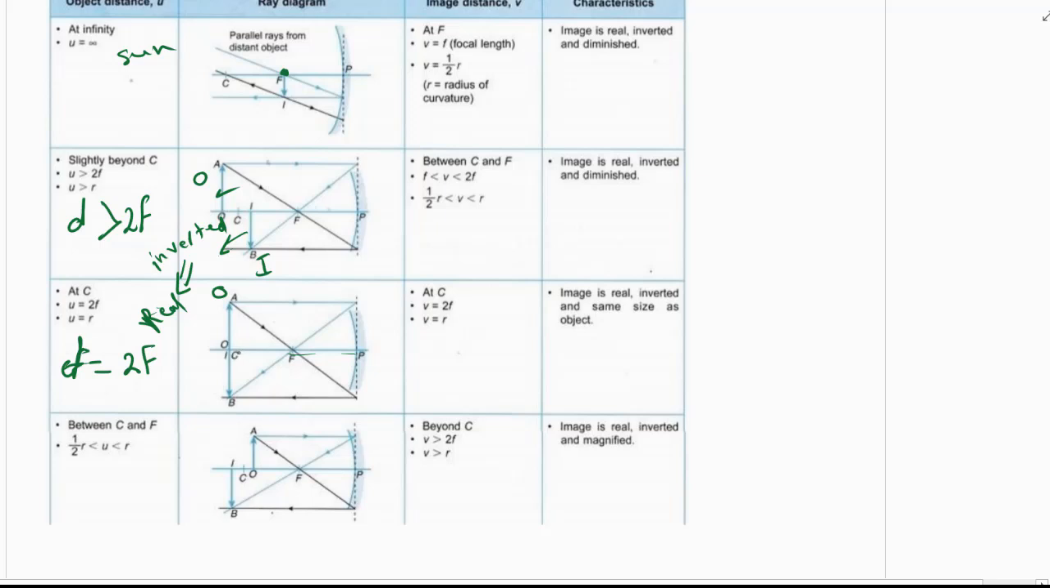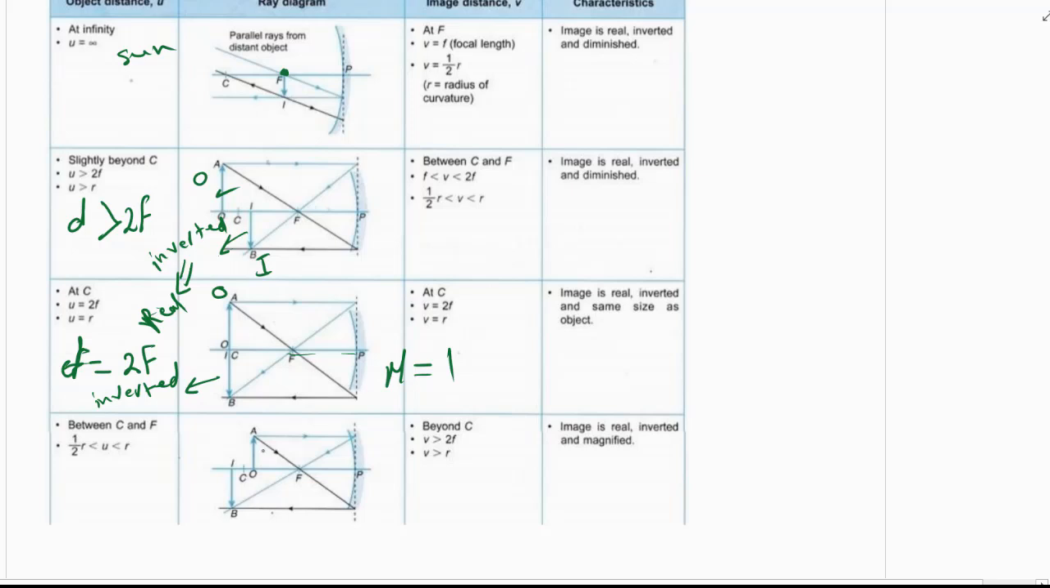And in this situation, the object and the image are in the same position, and it's an inverted image. The image here is inverted, and it has the same size as the object. So here there is no magnification. Magnification means the object will look smaller or greater than its image. Here the image and the object have the same size, so there is no magnification. The magnification here equals 1.